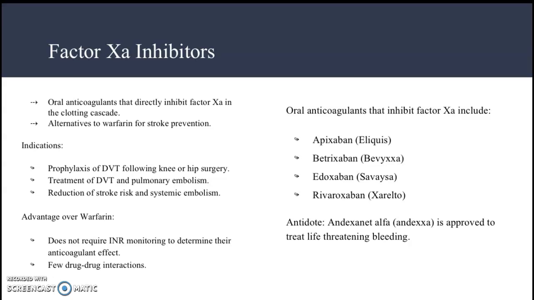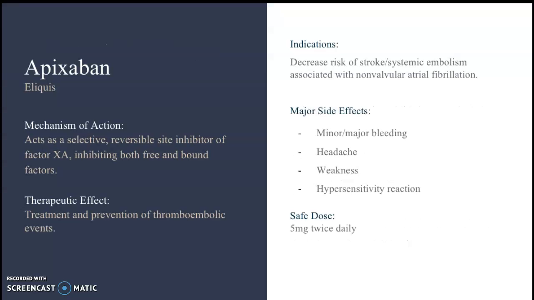Now, there is an antidote for some of these drugs, which is called andexanet alfa, or Andexxa. This is approved to treat life-threatening bleeding. Factor XA inhibitors do carry a serious black box warning that extreme care must be used when discontinuing these drugs unless another drug is being substituted. Failure to provide adequate anticoagulation following discontinuation may result in serious ischemic events.